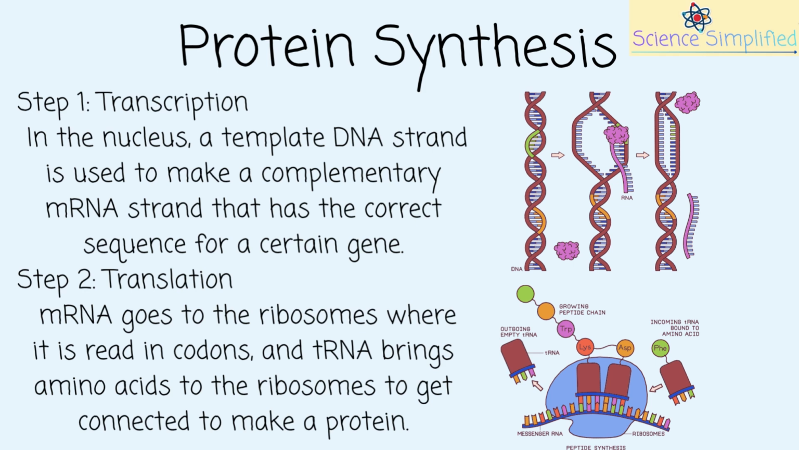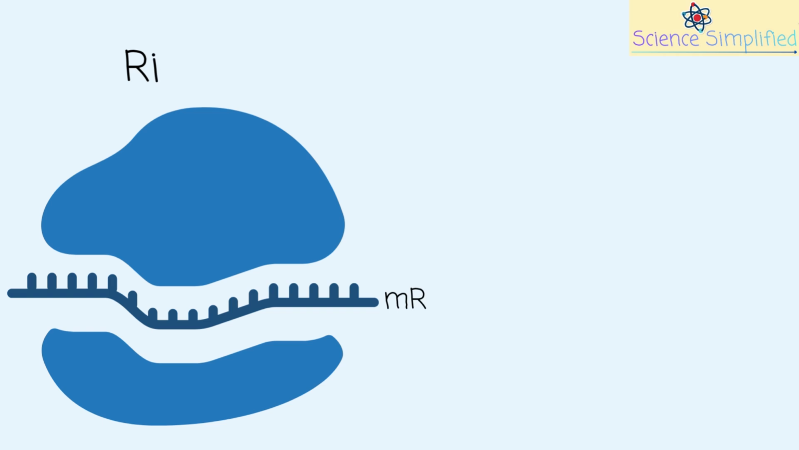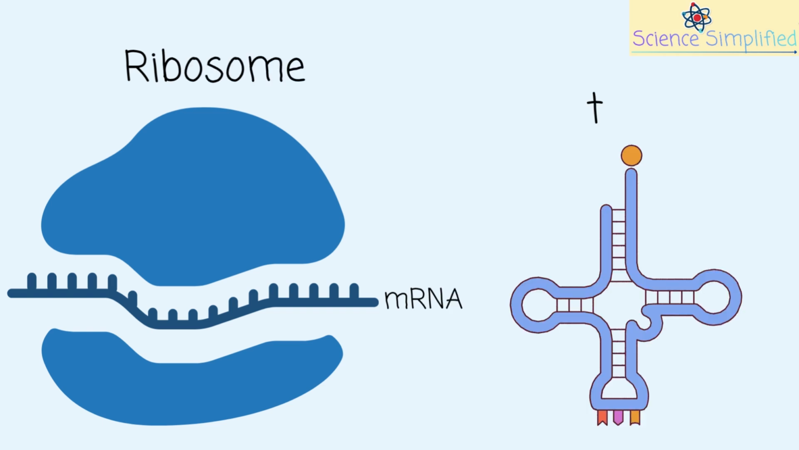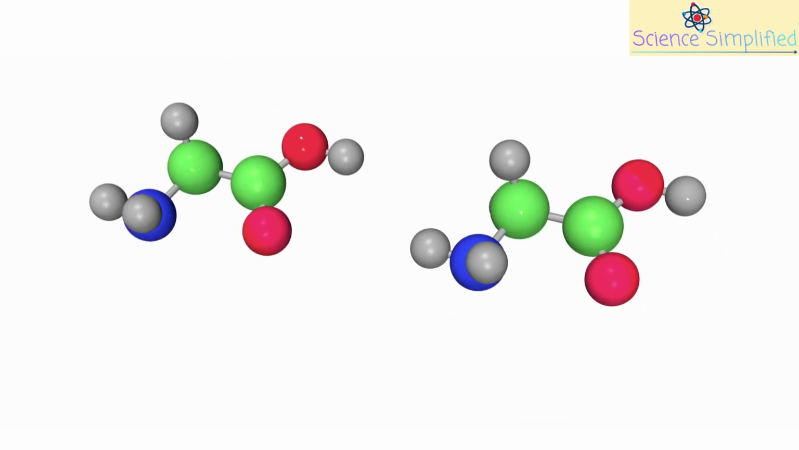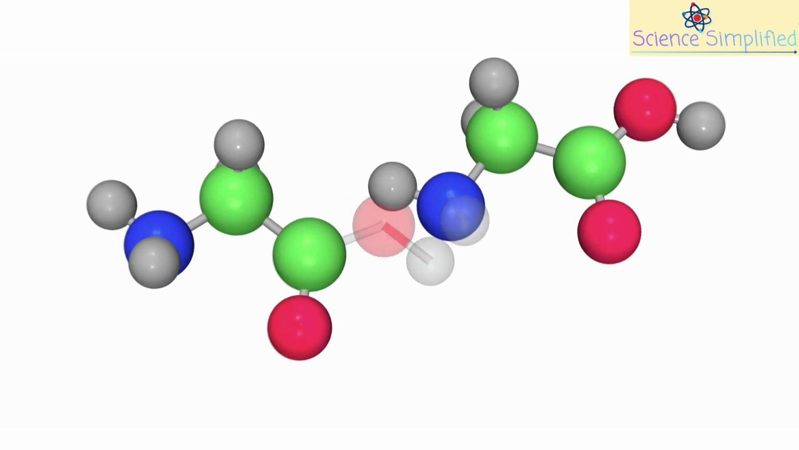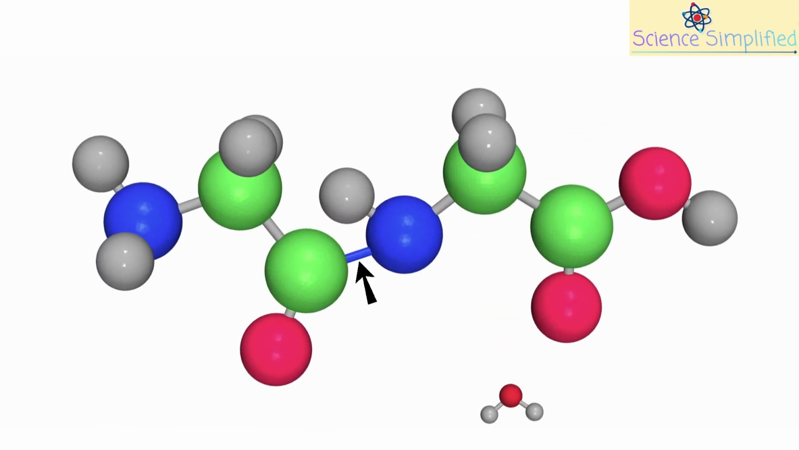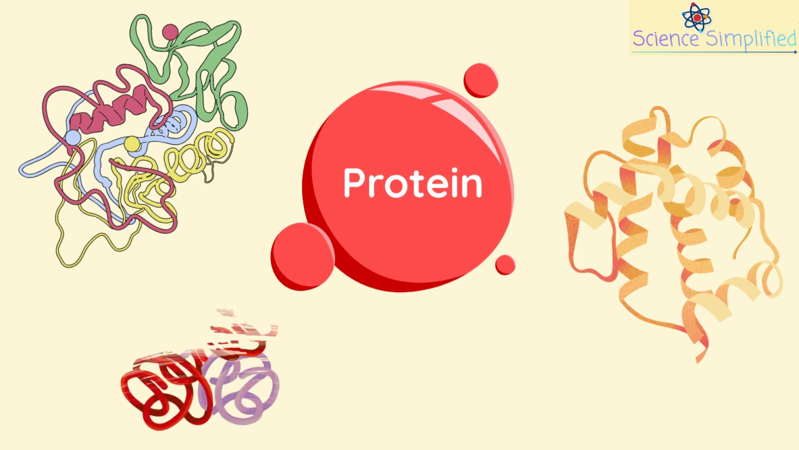Then the mRNA leaves the nucleus and goes to the ribosomes, where the mRNA sequence is read in codons, and tRNA with the matching anticodon gets the correct amino acid and binds to the correct codon on mRNA. All those amino acids are binding together by peptide bonds to form a protein, and then that protein is released to go do its job in the cell or other part of the body.